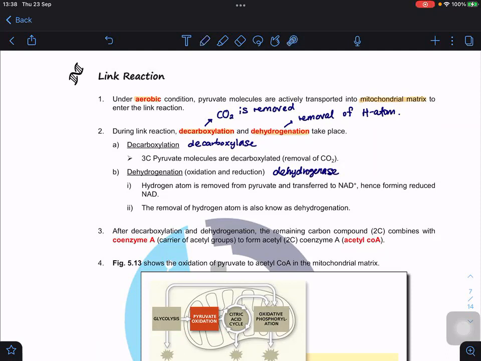Okay, so in this case, decarboxylation takes place when 3 carbon pyruvate molecules are decarboxylated, with removal of CO2, and then a hydrogen atom is removed from pyruvate and transferred to NAD. So when NAD receives the hydrogen atom, it becomes reduced. So reduced NAD. Okay, so the process is known as dehydrogenation. So what is the process now?